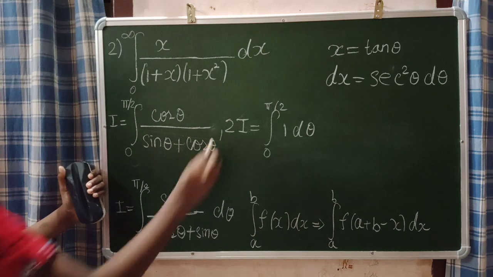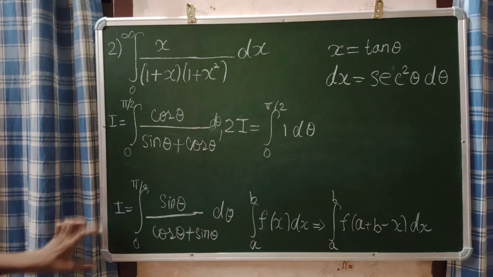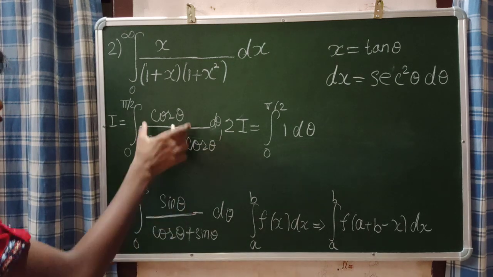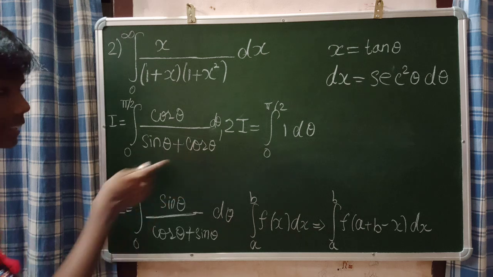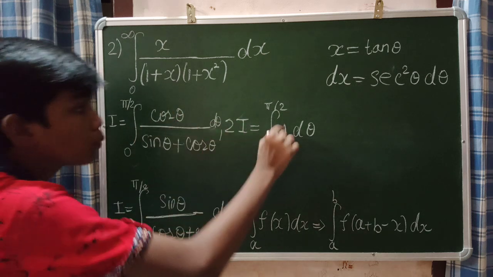Guys, I need to write the dt. Sorry, I need to write the dt. So when you add these two integrals, I plus I is 2I, then the integration over the same limits only, sin theta plus cos theta divided by sin theta plus cos theta. The denominator is the same, so they will get cancelled. So when you add these two expressions, you will get 1 dt only.